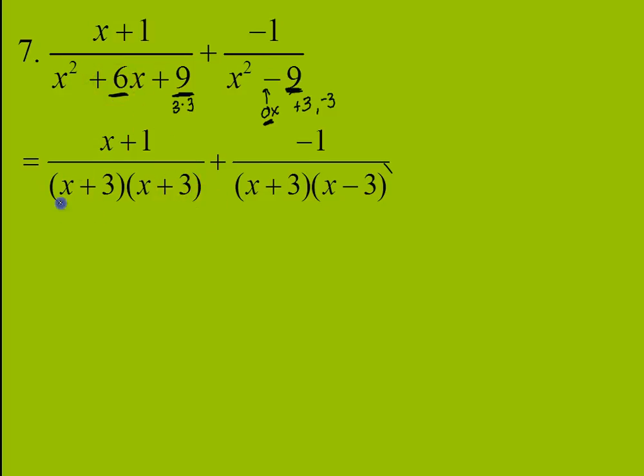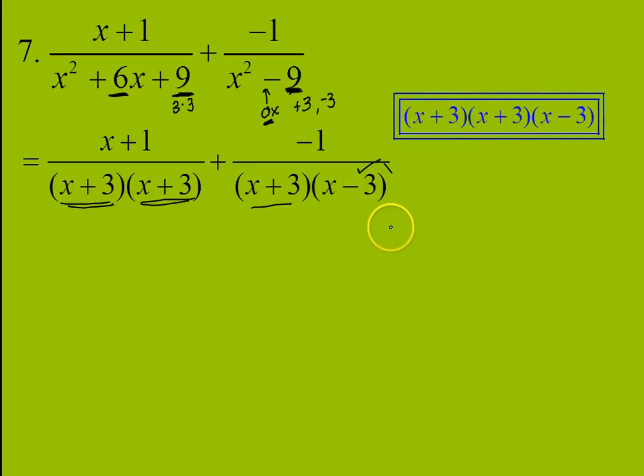Okay, so our denominator. How many x plus 3's do I need on the bottom to make these the same? This one has 1, this one has 2. So how many do I need? I need 2. So I need 2 x plus 3's. And then what else do I need in order to incorporate everything? An x minus 3. So my common denominator is x plus 3, x plus 3, x minus 3. Okay, how do we get there? What are we missing? In the first one, we have the x plus 3's, we're missing the x minus 3. In the second one, we have one of each, so we're missing that second x plus 3.